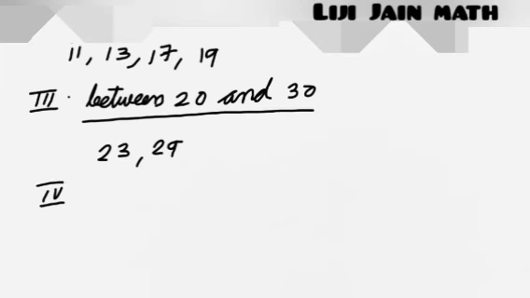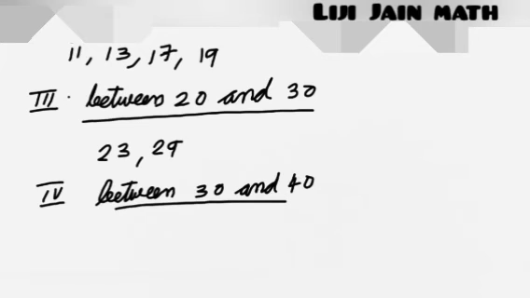Now Roman number 4, between 30 and 40. Let's try to find the prime numbers between 30 and 40. 31, is 31 in any of the tables? No, we can't find 31 in any of the tables, so 31 is a prime number. 32, is 32 a prime number? It is an even number, so of course not. 33, 3 elevens are 33, not a prime number. 34, not a prime number, even number.